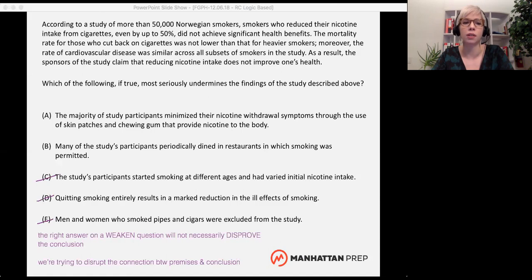So what I want you guys to find is where do we have something that speaks to the premises and how they connect to the conclusion? Ooh, interesting. People in the chat are saying A. What about A connects it to the premises? Aha.